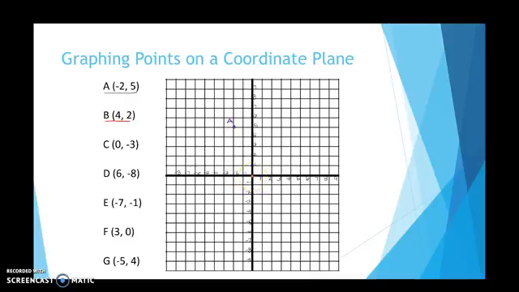And then point B, I have 4. So that's positive. So I'm going to go to the right. 1, 2, 3, 4. And then 2 is positive. So I'm going to go up 1, 2. And I can also remember that if they're both positive, then they would be up here in quadrant 1. So I want you guys to go ahead and press pause and plot the rest of your points. Okay, so at this point you can go ahead and check your coordinates, make sure they're all right.